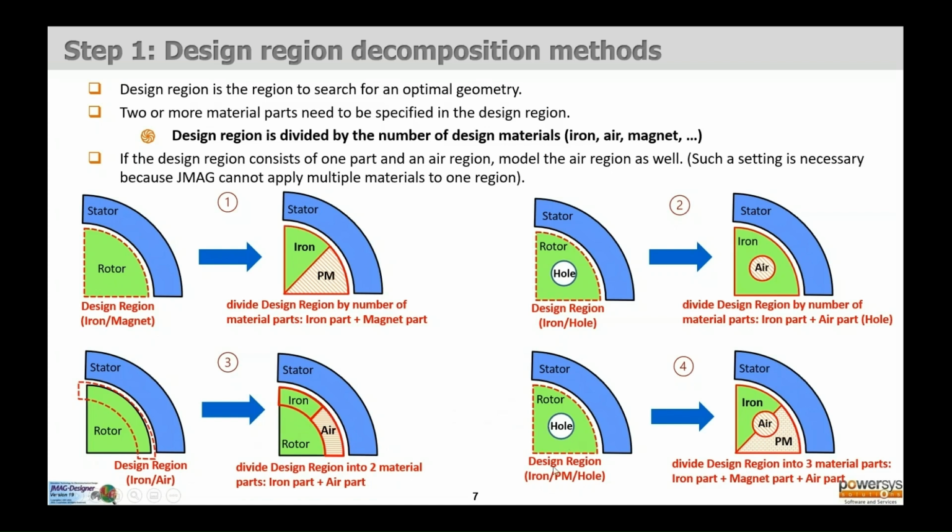And to finish, here you see that I use three design material, and I want to use all the rotor, taking into account the whole shape. So this is how I can divide my design region.